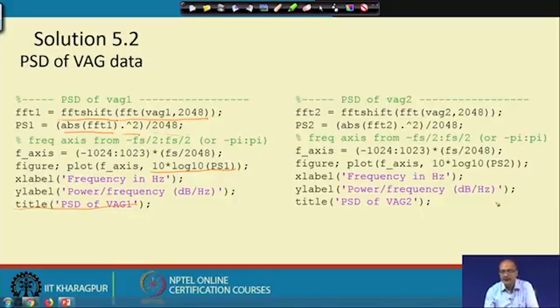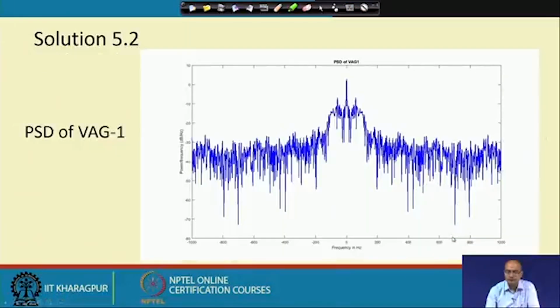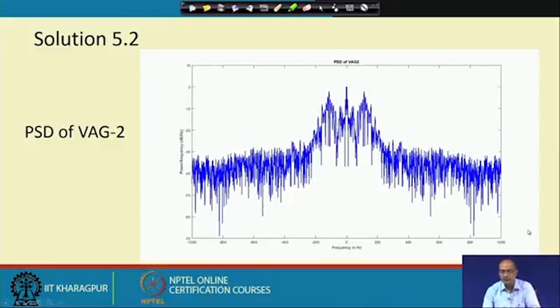Now, we repeat the same procedure for VAG2, our second signal, and we can get the spectra in the same way. So, let us see what PSD we get. First we see the PSD of signal 1, VAG1, followed by the second signal, that is VAG2. So, here is VAG2.